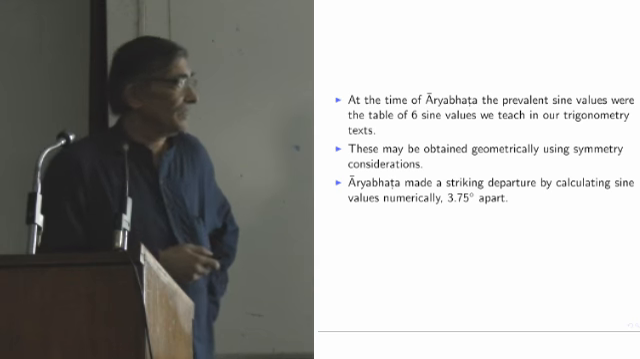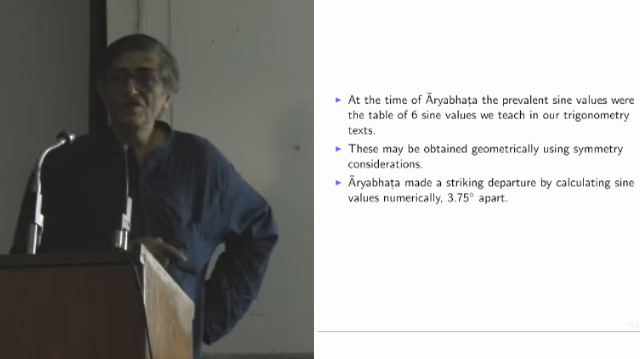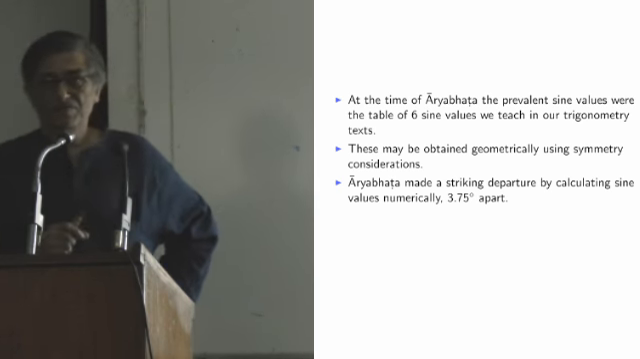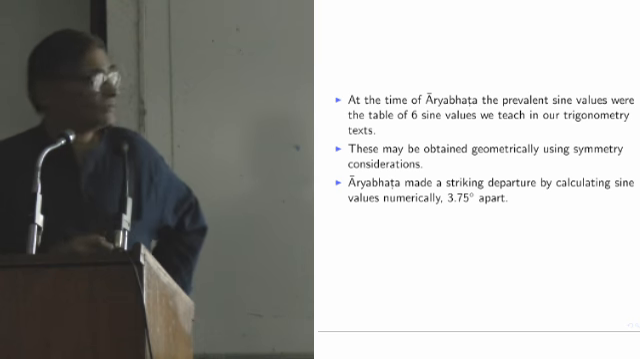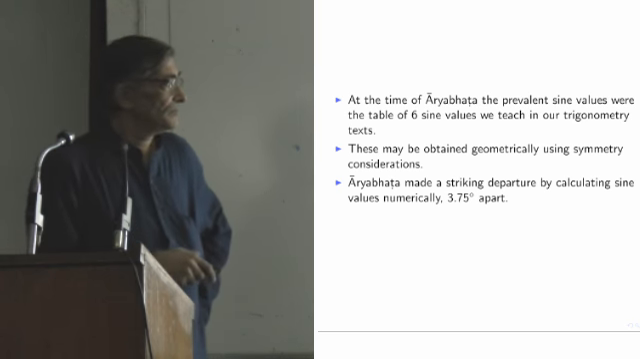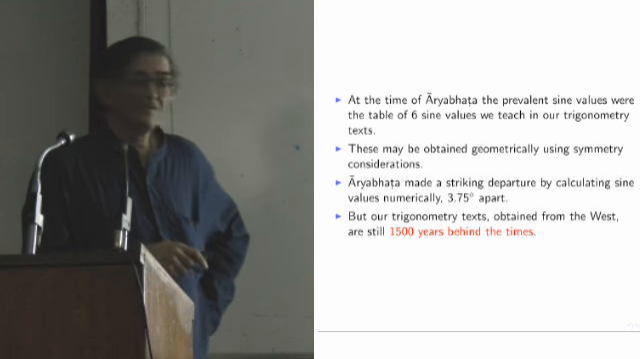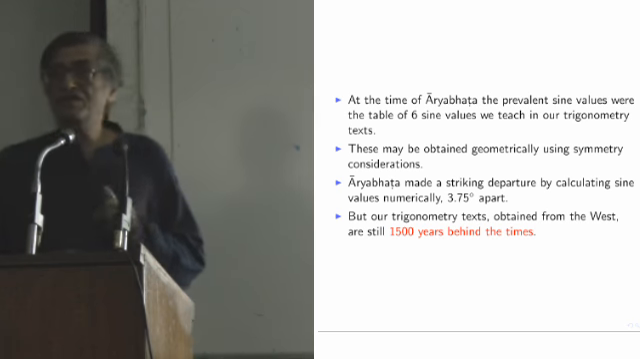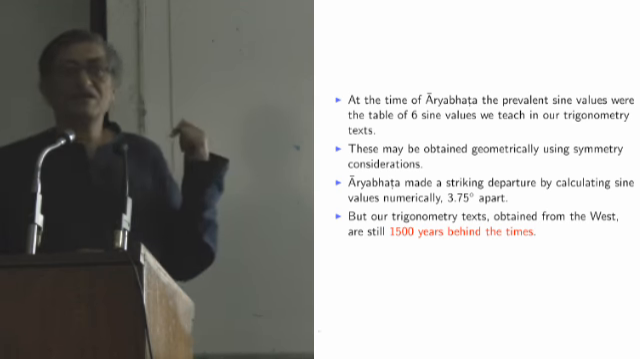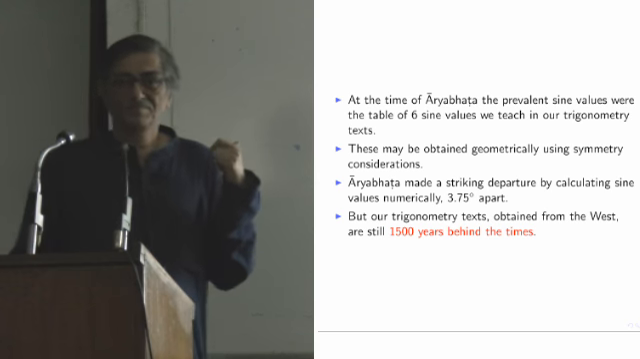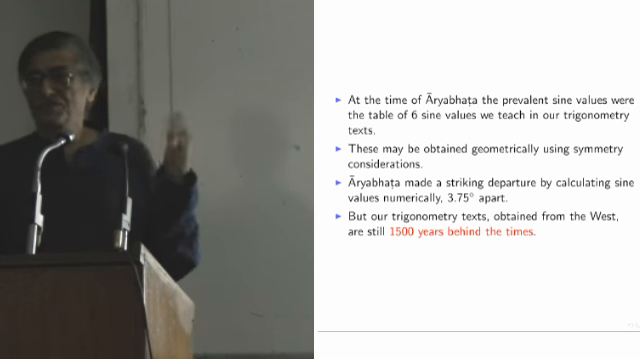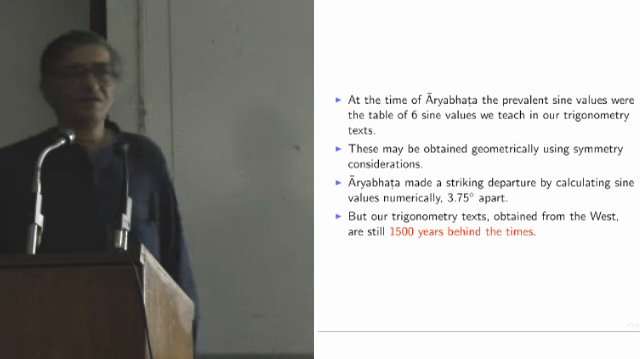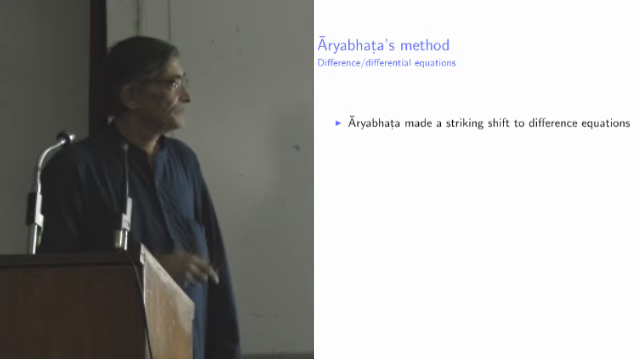So he made a striking departure. He did not do it geometrically, he did it numerically. He calculated these 24 values, which are 3.75 degrees apart. Our trigonometric texts are still 1500 years behind the times. Most unfortunate. Because we have not graduated to that, we are still stuck with the pre-Aryabhata values.